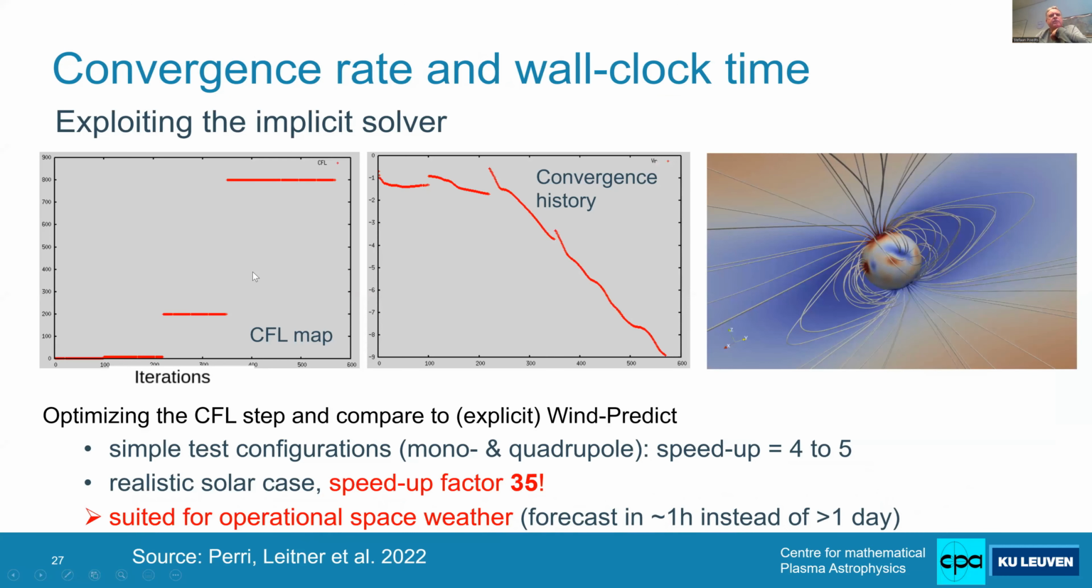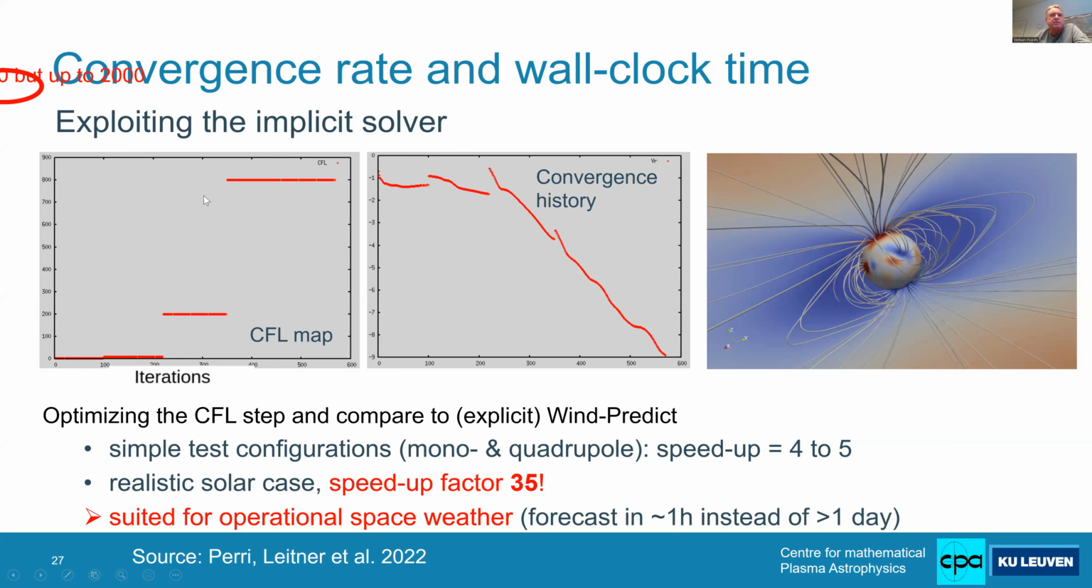So what I said is we can do much bigger time steps. Here you see the CFL steps. We start with CFL 1, and then we go to 2 and 4 and 16, and here we went up to 800. So our time steps are 800 times larger than in the explicit model. And so here you see the convergence history. We converge very fast.